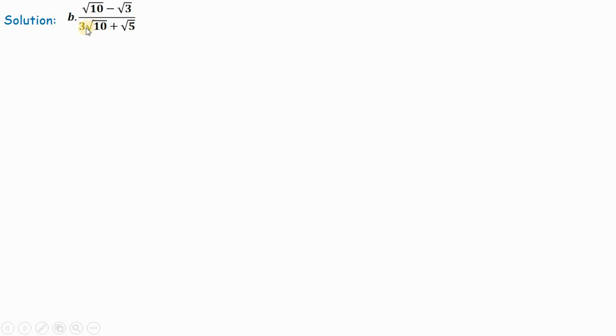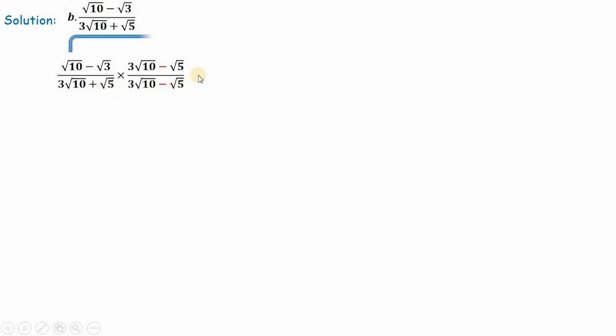The rationalizing factor of the denominator, 3 root 10 plus square root of 5, is 3 root 10 minus square root of 5. So we'll multiply both the numerator, root 10 minus root 3, by 3 root 10 minus root 5, and the denominator 3 root 10 plus root 5 by 3 root 10 minus root 5. Now here we cannot use the identity in the numerator, because the terms are not the same. Root 10 minus root 3 is not equal to 3 root 10 minus root 5. Therefore, we cannot use any identity here. But in the denominator, we can use the third identity, that is a plus b into a minus b.